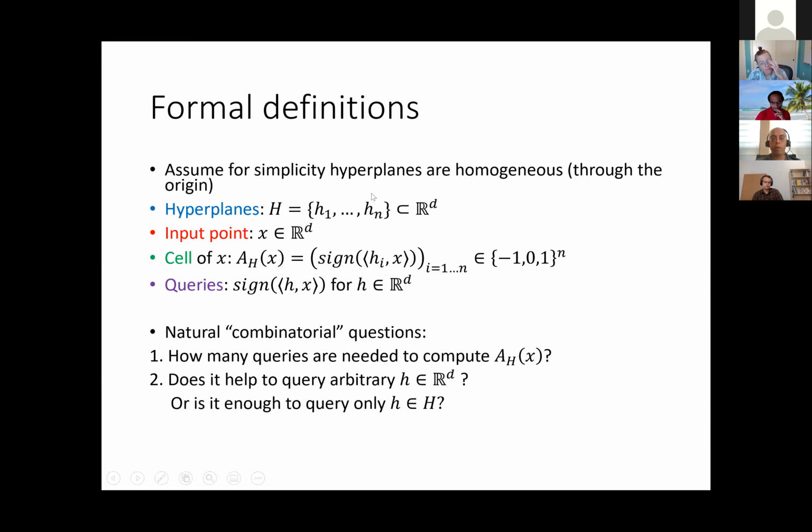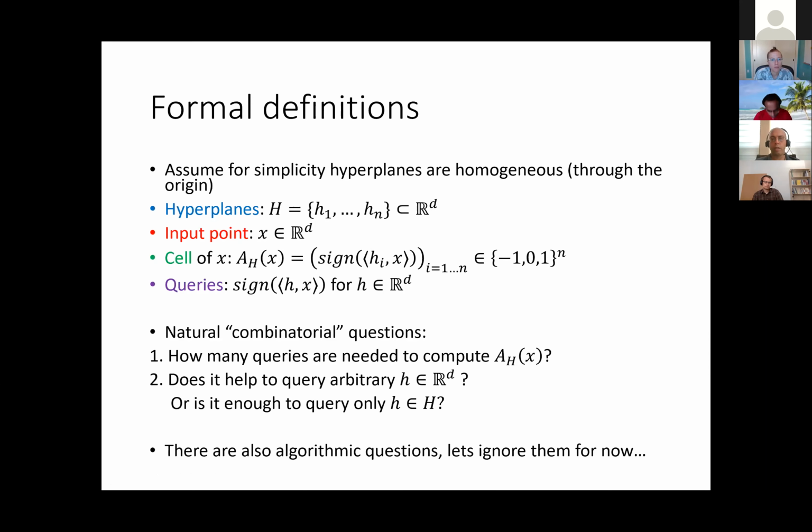Now, there are going to be various other algorithmic questions that we could discuss, but for the sake of time and to keep this concrete, I'm just going to be focusing on these combinatorial questions in this talk. And I'll also address some of the algorithmic questions maybe towards the end of the talk. So for the most part, our goal will be to try and understand these two combinatorial questions. And in particular, the first one: what's the query complexity of this problem?